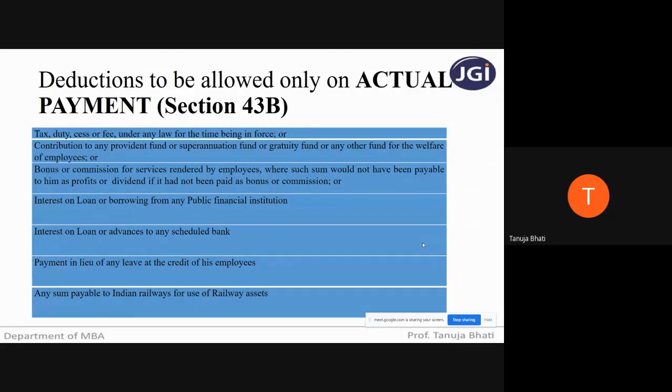Okay, so we have seen different provisions of the scheme under deduction. So we have completed the scheme of deductions and allowances from the head, profits and gains from business and profession.